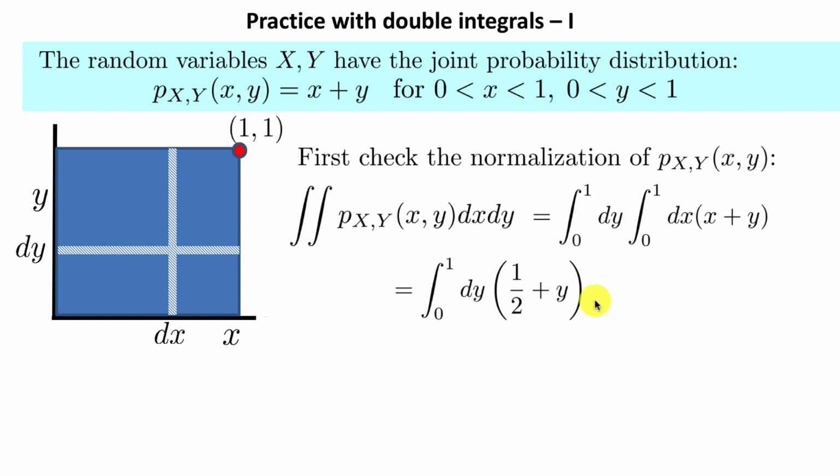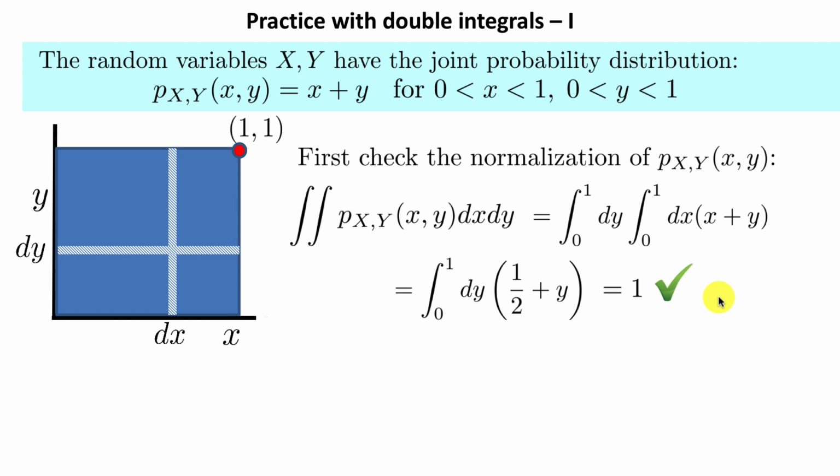Now you can integrate over y, and if you integrate half over y, you get half. And if you integrate y, well, you get y squared over 2, and that gives you half as well. So you get half plus half, and that's equal to 1. That's the way it should be. If you reversed x and y over here, again, of course, you would get 1.